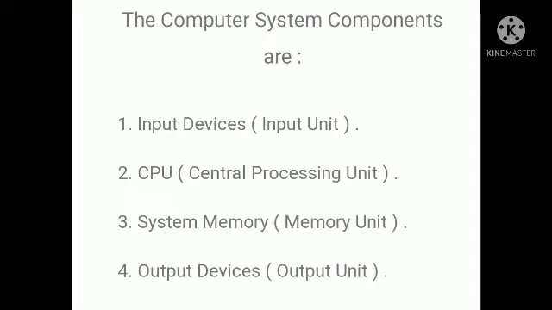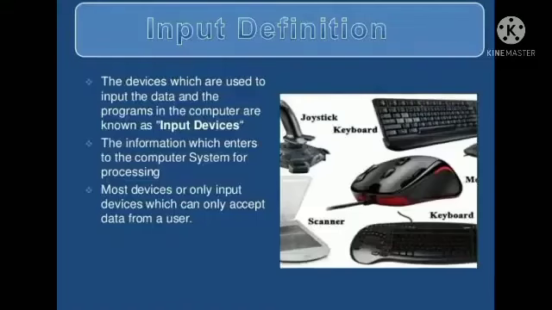Next we are going to see the important components, the system components. The 4 system components in our computer are input devices or input unit, CPU, that is central processing unit, then the system memory, that is the memory unit, and finally the output device or the output unit. So the different computer system components are input unit, central processing unit, memory unit, output unit. Let us discuss each one. Input unit: the devices which are used to input the data and the program in the computer are known as input devices.